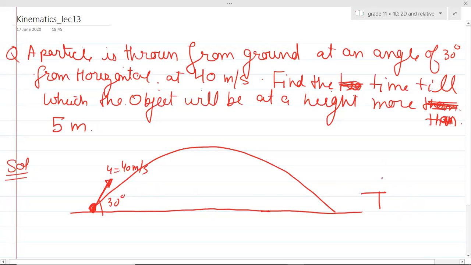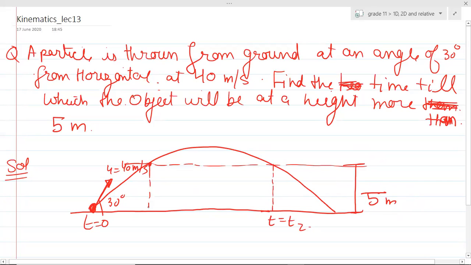Let's not make it over here, let's make it somewhere over here. Suppose this height is 5 meters. So can you see this height will be at two different time instants? If you throw it at t equals 0, it will reach at t equals t1 and at t equals t2. So I want this time from here to here, when its height was greater than 5 meters. So I want this time. Find it out. How will you find it?